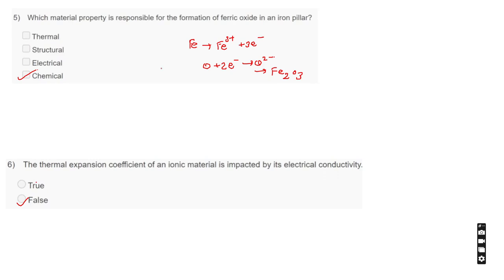That's it. So normally in an iron pillar, actually for corrosion there are so many properties. Electrical also we can tell, chemical also we can tell. But if they specifically ask about an iron pillar, what is happening? So that will be only chemical property.